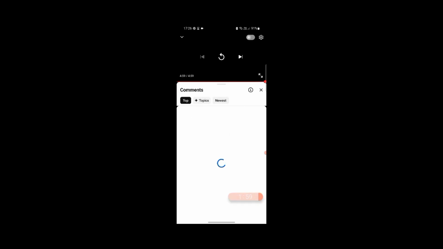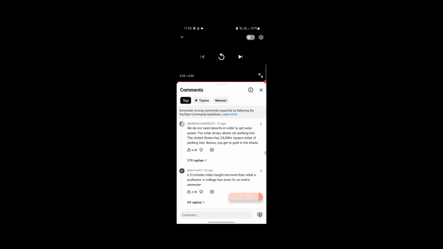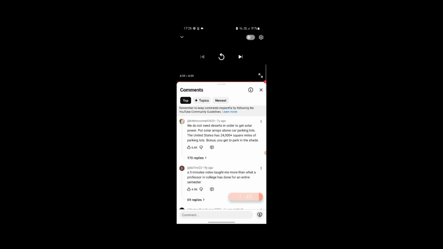So I will read the comment. We do not need lasers in order to get solar power, but solar arrays above car parking lots. The United States has 24,000 square miles of parking lot. Bonus, you can get to park inside the shade.